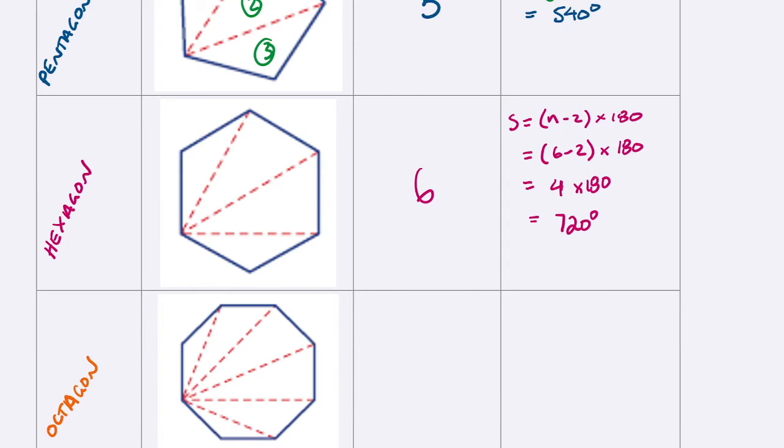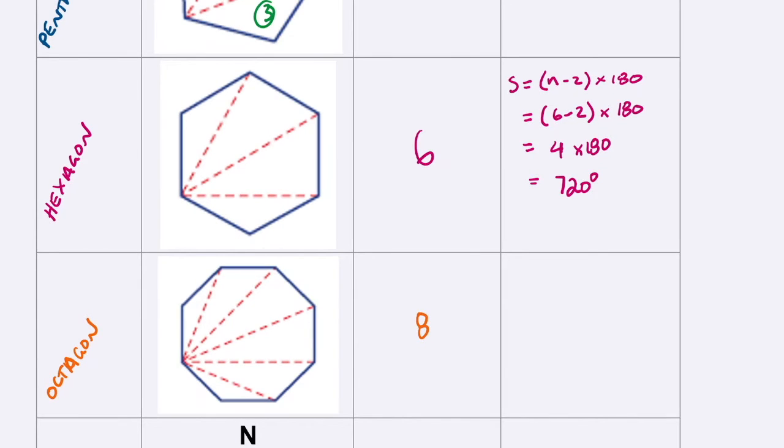So our octagon, it's the 8-sided shape, and you can see there's 1, 2, 3, 4, 5, 6 triangles that make up that octagon. So we should have 6 when we use our formula. And that is what we've gotten. And we get to 1080. And we can just repeat that pattern for however many sides that we have.